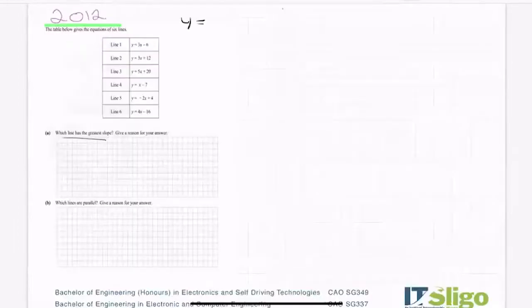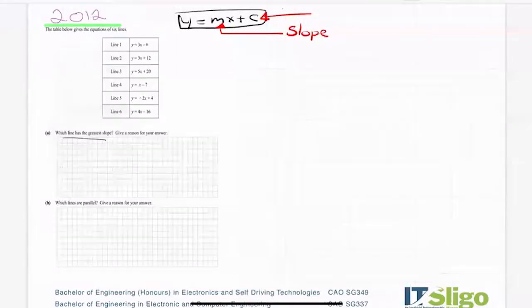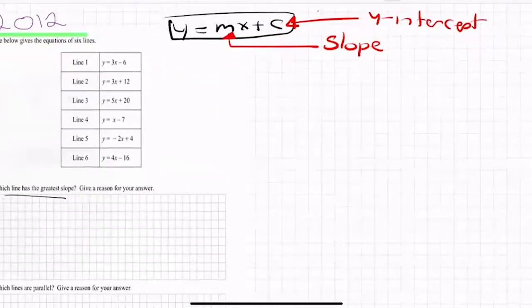So y is equal to mx plus c. In other words, once the equation is written in this format, there's your slope and there is what's called your y-intercept, or where it cuts the y-axis. Line 1, let me just zoom in a bit, is already in the form y equals mx plus c, because that m is just a number, so is c.